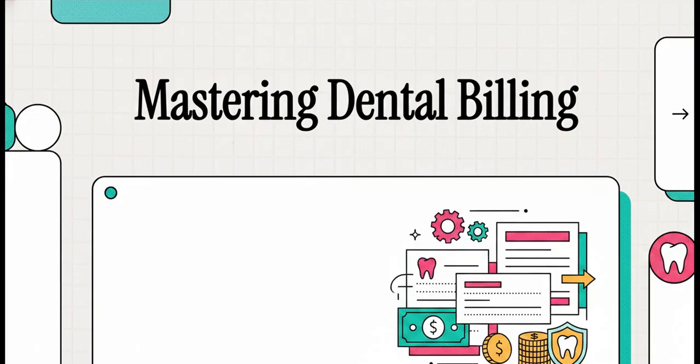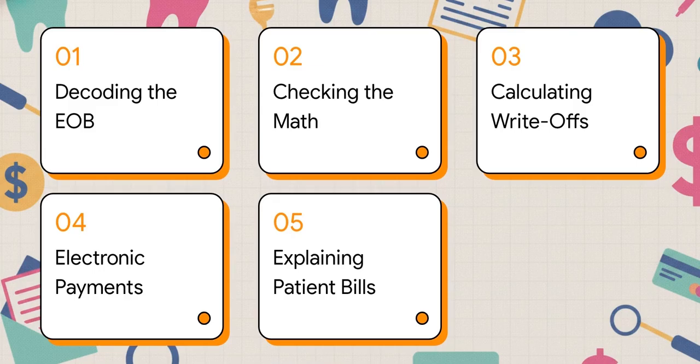Let's jump right in. So here's our game plan. First, we're going to tackle the explanation of benefits. You'll hear us call it the EOB. It's the foundation for everything else.